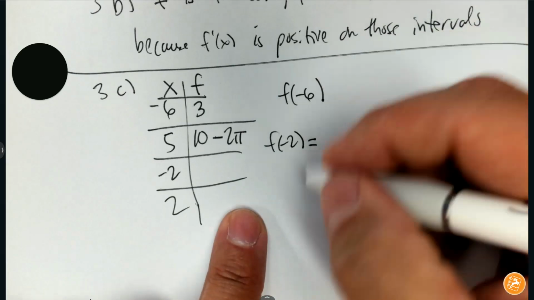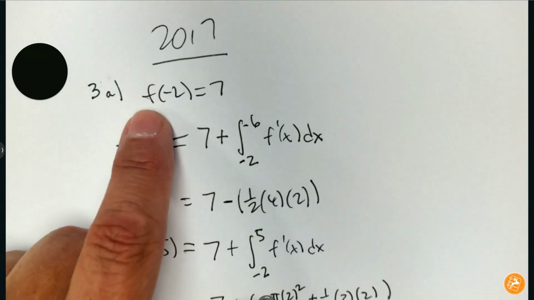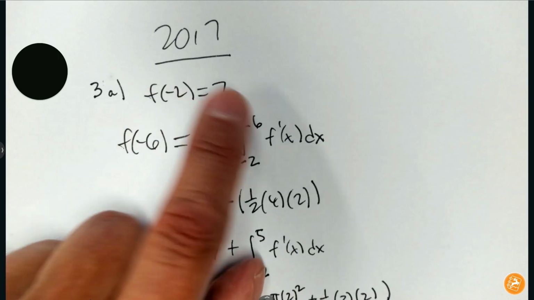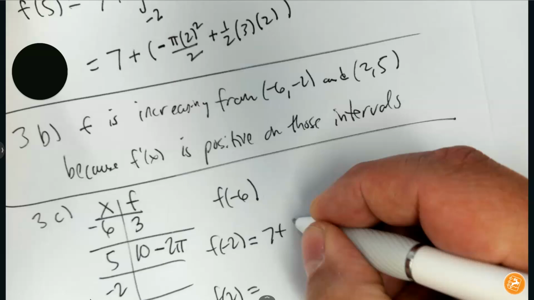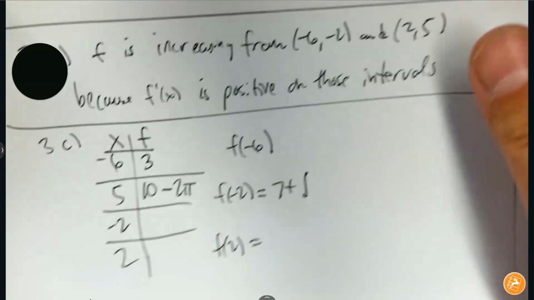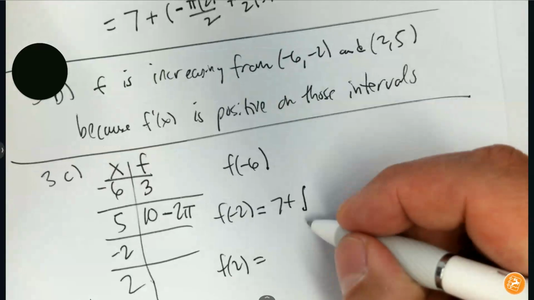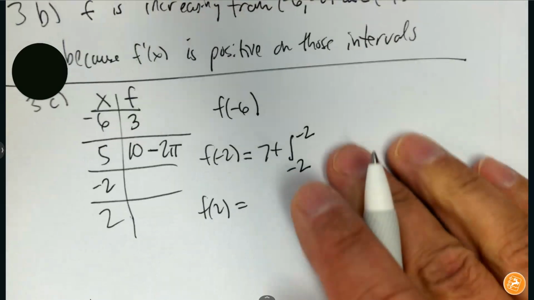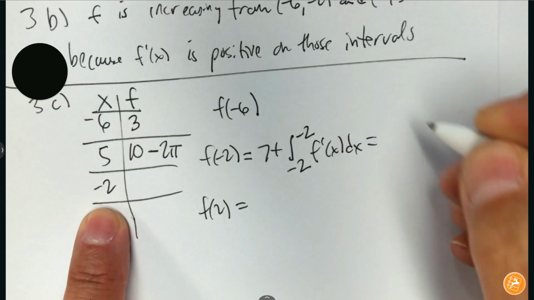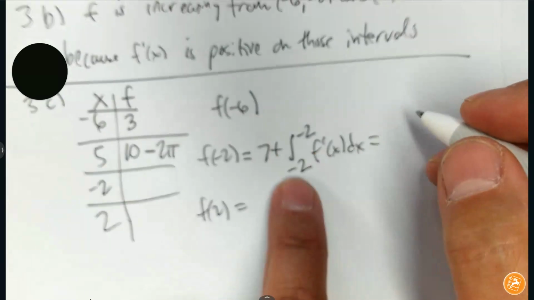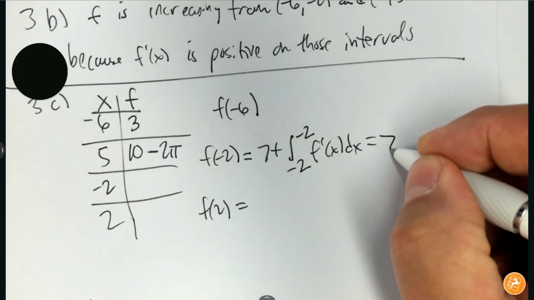So in order to find these two values, we need to go back to part A. And what's the template that we've been using? So we're given a point. So we start with 7. And then I integrate the derivative. And again, I start with -2, and then the upper bound is what I'm looking for. So in this case, the upper bound is -2. The good news here is if the upper and lower bound are the same number, that means there's no area. That means that's 0. So that answer is just 7.